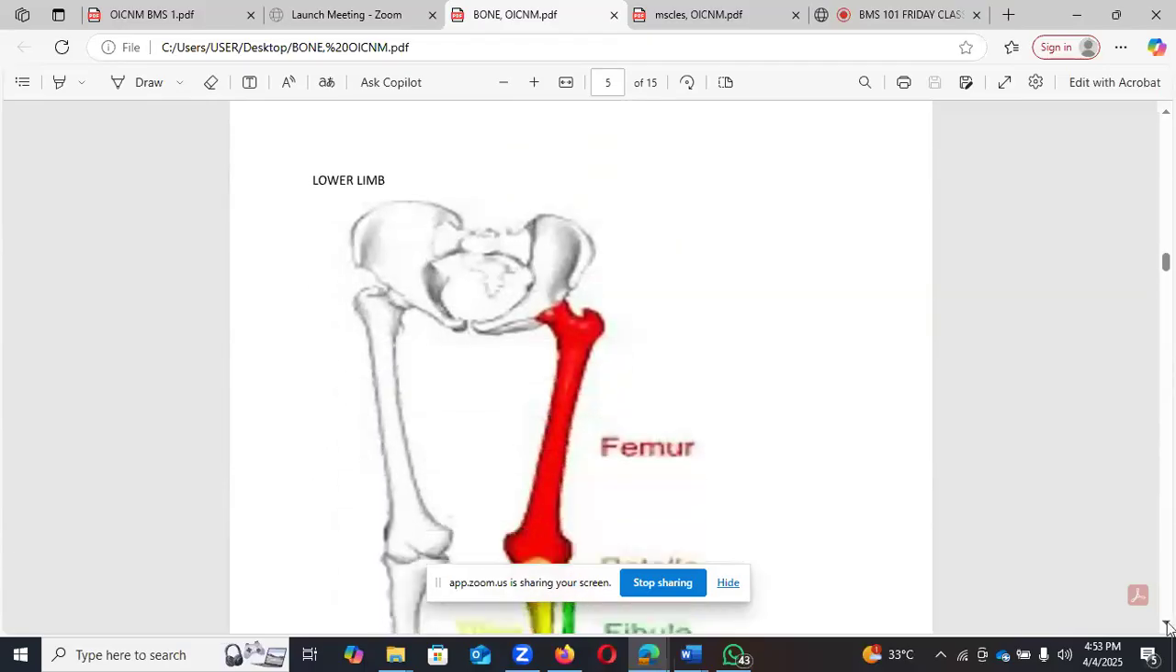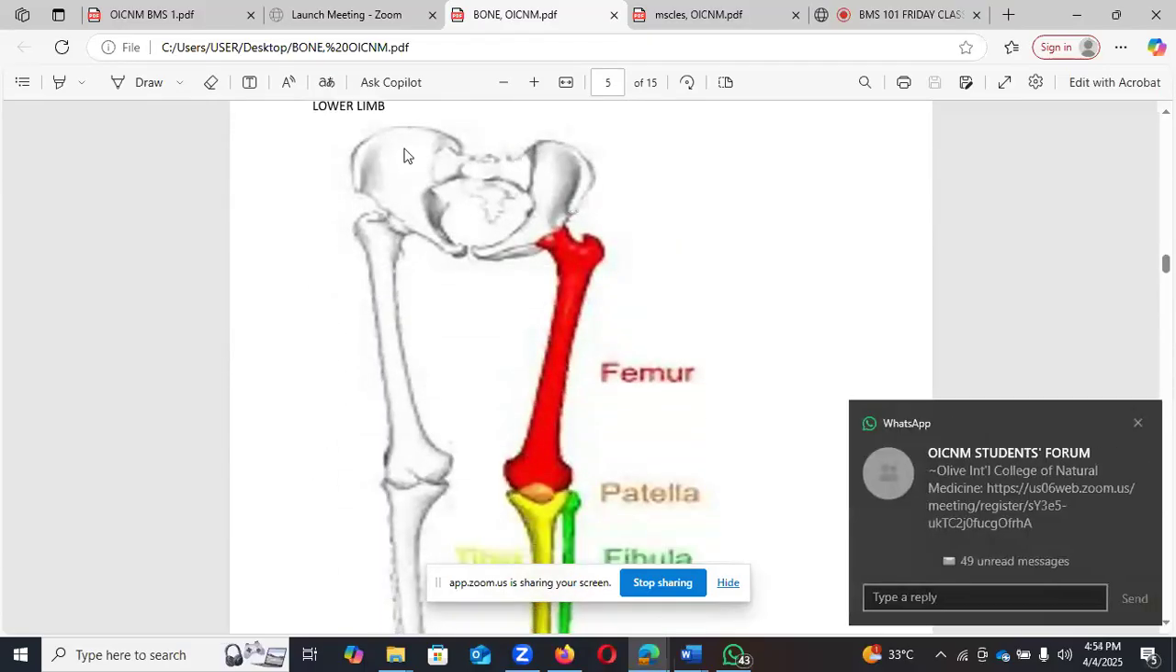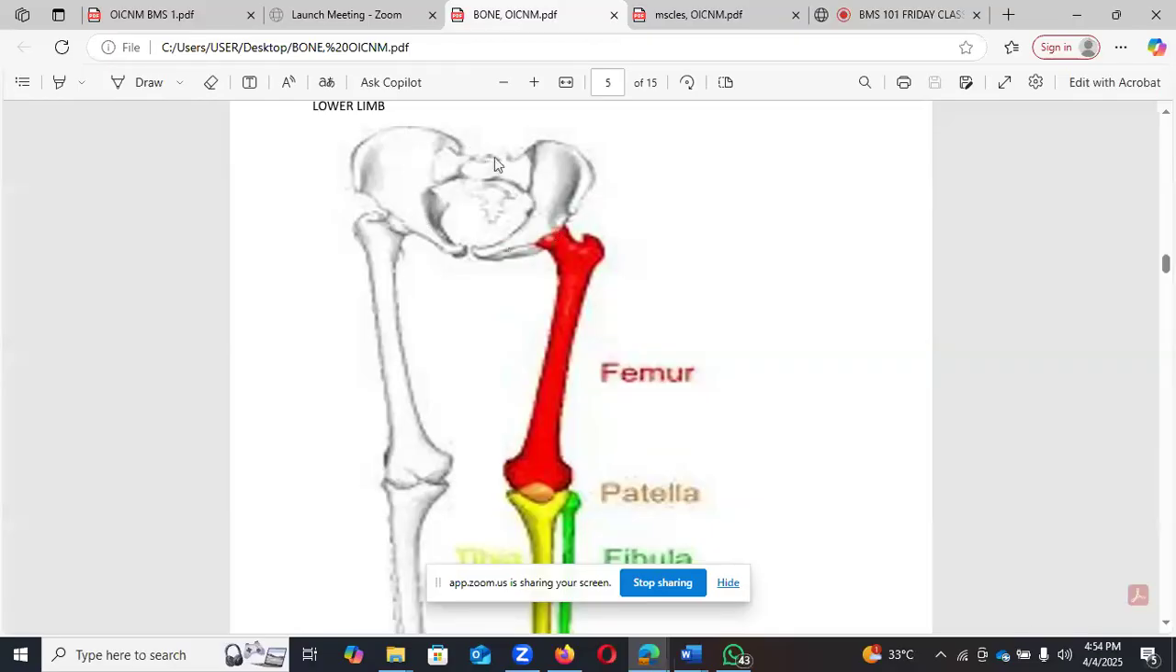Now going to the lower limb. This is the pelvic girdle or the pelvic bone. Articulating with the pelvic bone is the femur. You can see it in red.